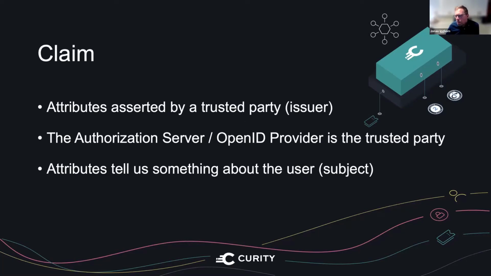A claim is attributes that are asserted by some trusted party. This trusted party, in our case here, is the issuer, and you can see that earlier in the decoded JWT that there was an ISS or an issuer claim. That's denoting the trusted party who asserted the claims that are in that token. So the attributes here tell us information about the user or the subject, but as we could see in the decoded JWT, there are also additional claims within a token that could be used.